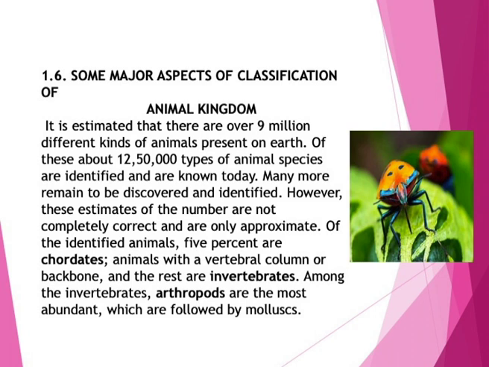Some major aspects of classification of the animal kingdom. It is estimated that there are over 9 million different kinds of animals present on earth. Of these, about 12,50,000 types of animal species are identified and known today. Many more remain to be discovered and identified. However, these estimates are not completely correct and are only approximate. Of the identified animals, 5% are chordates, that is animals with a vertebral column or backbone, and the rest are invertebrates. Among the invertebrates, arthropods are the most abundant, followed by mollusks.